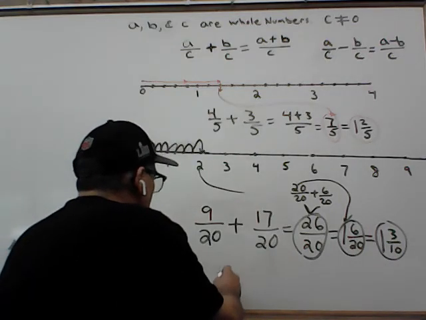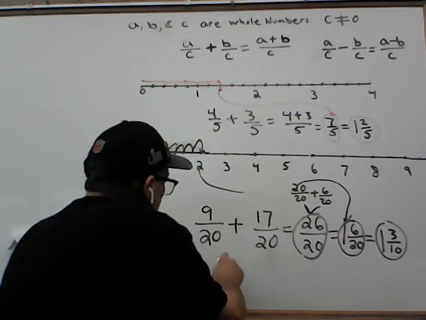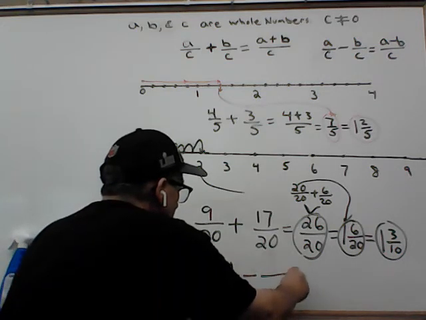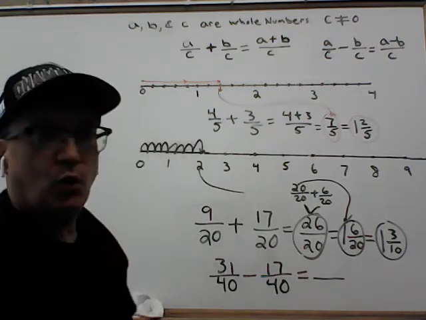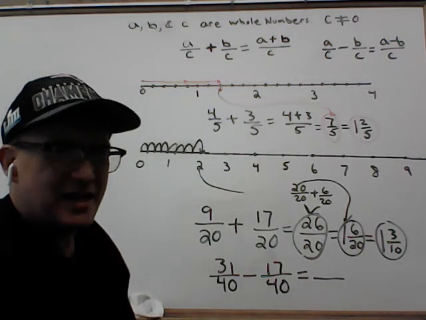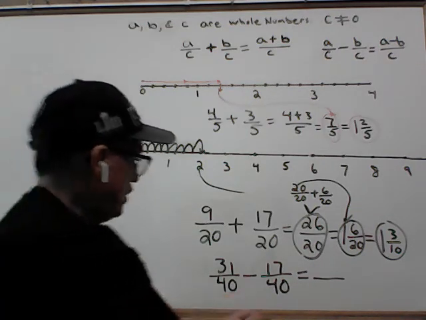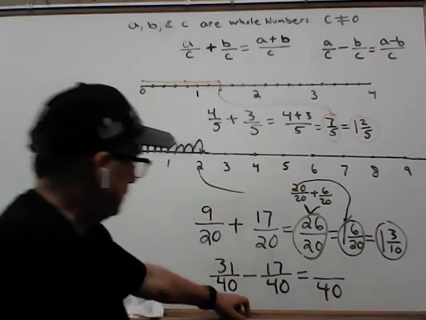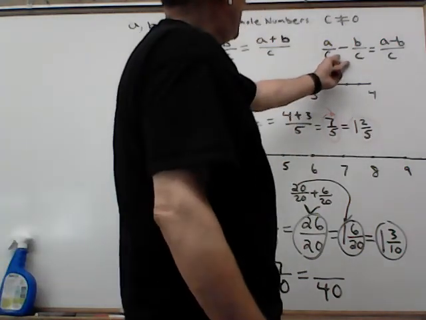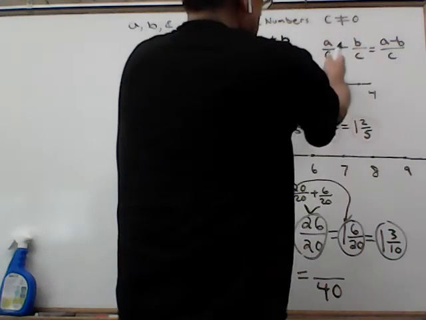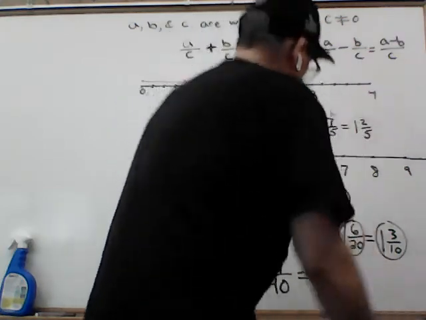Well, how about this, ladies and gentlemen? Let's make it really interesting. How about 31/40 minus 17/40? When we add or subtract fractions, we never add or subtract the denominators. So the denominator here is 40. And now this is the subtraction, so we have to do numerator minus numerator. Up here, this formula, A over C minus B over C. Denominator stays the same, C.